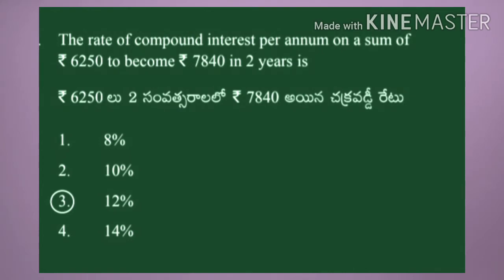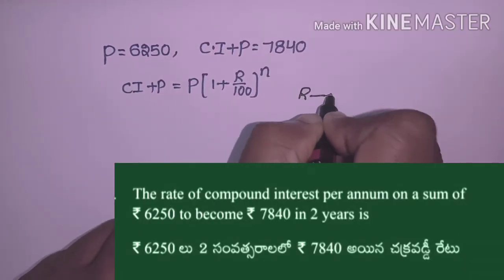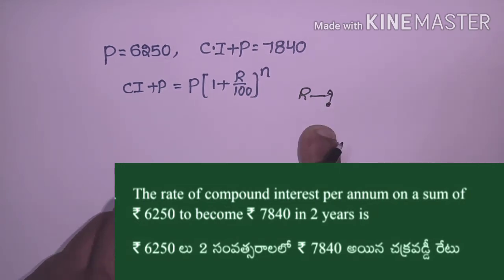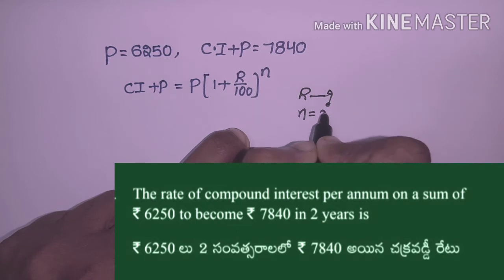Next problem. The rate of compound interest per annum on a sum of 6,250 rupees to become 7,840 in 2 years. That's the given question. The rate of compound interest means we have to find the value of r, where r is the rate of compound interest. Given that in 2 years, n is equal to 2.